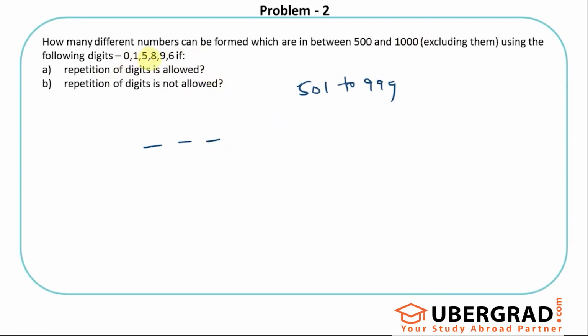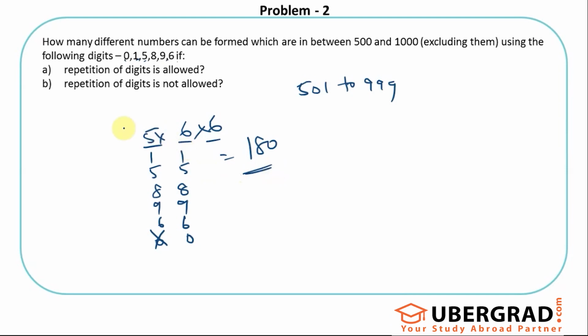I have 0, 1, 5, 8, 9, 6 as options, right? So 1, 2, 3, 4, 5 and 6 digits. I have 5 options here, right? I can use 1, 5, 8, 9, 6. I cannot use 0 here. So I have 5 options. Digits repetition is allowed. So next case I can use all 6, 1 out of all 6, right? There's nothing that's stopping me from selecting even 0. 6 also here. So 5 into 6 is 180, right? So I can make 180 different numbers where the repetition of digits is allowed.